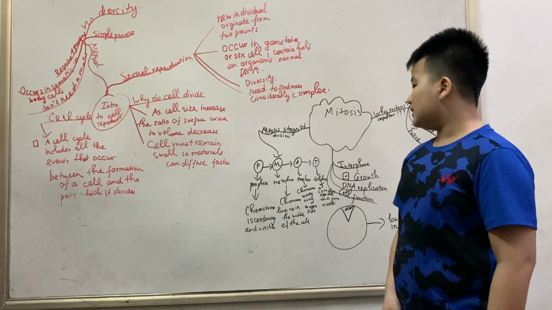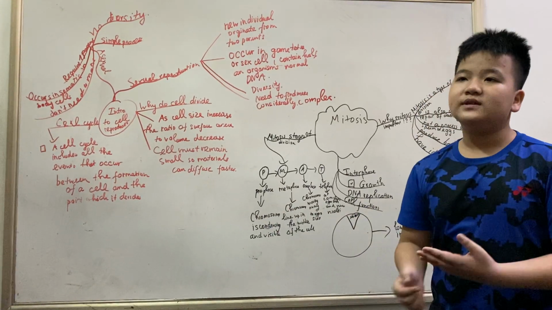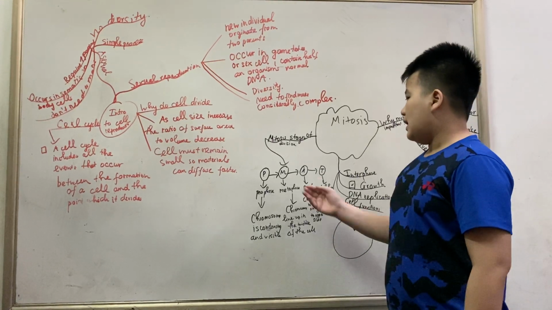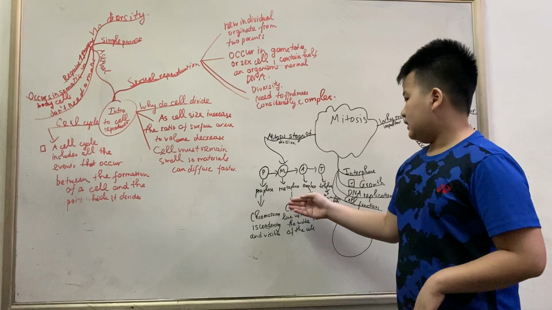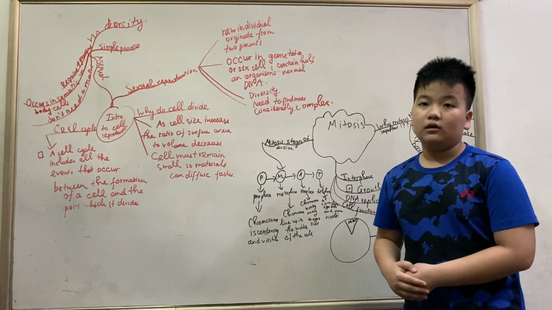When it comes to prophase, the chromosomes are condensing and visible. And meta also stands for middle, and metaphase is when the chromosomes line up in the middle of the cell.